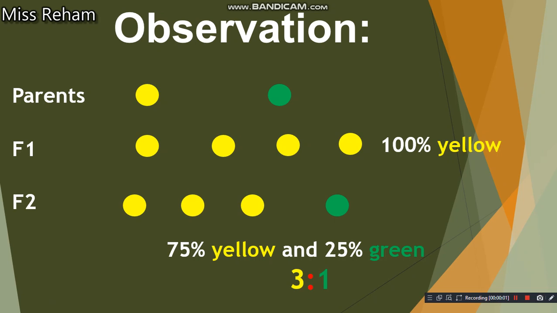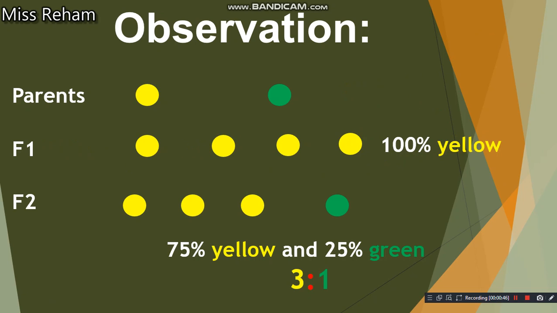Now please listen carefully to these questions. They are very important questions. Number 1. Give reason. Mendel called the yellow color of seeds a dominant trait. Why? Because the yellow seeds dominate over green color, and it appears with a percentage of 100% in the first generation.